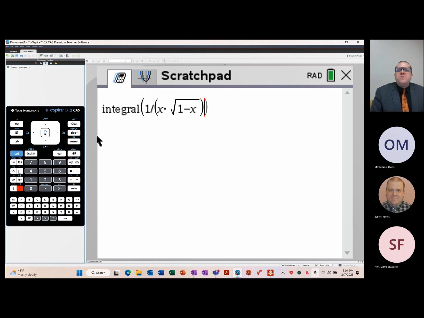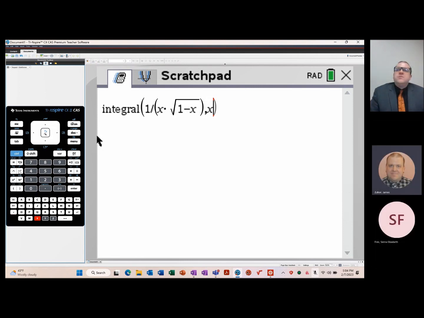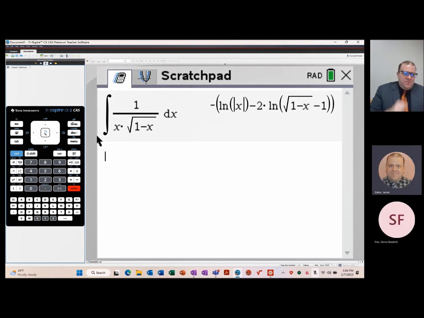All right, so there's our function, comma. You now need to tell it with respect to what variable: x. There's your antiderivative. Notice it does not give you the constant, so you'd have to include that.